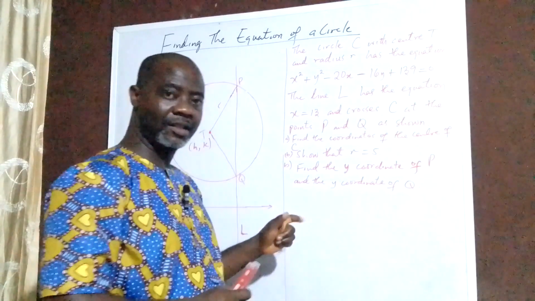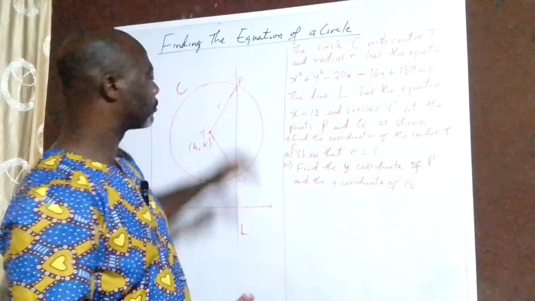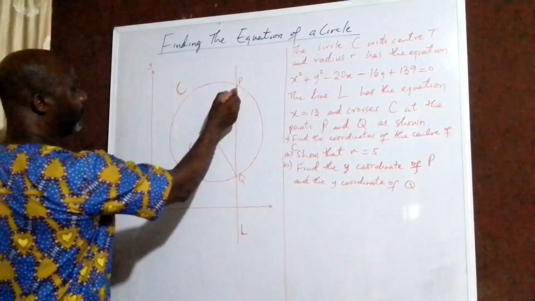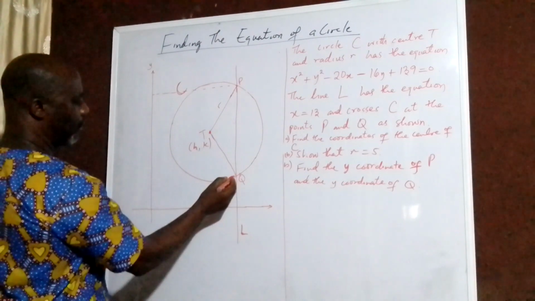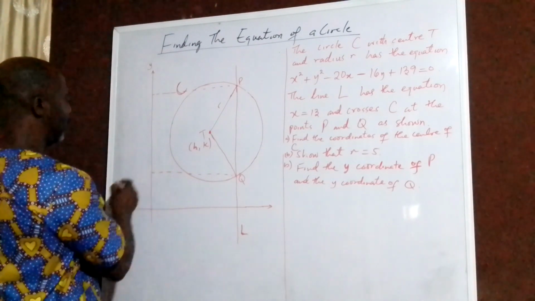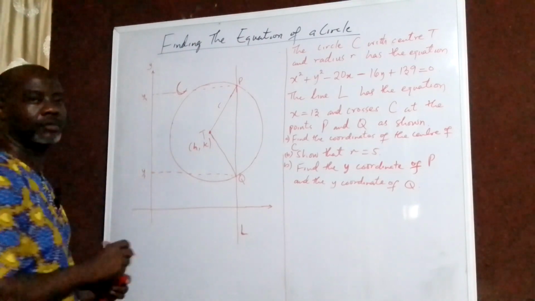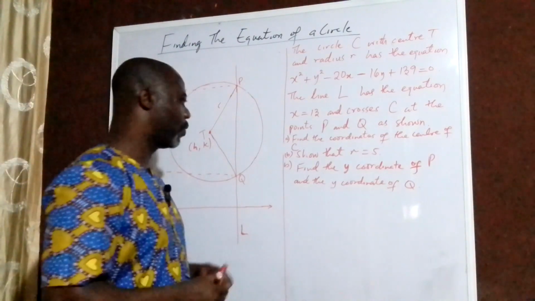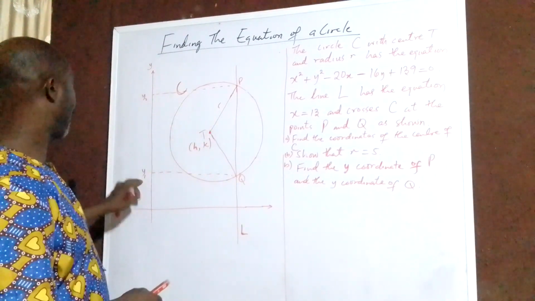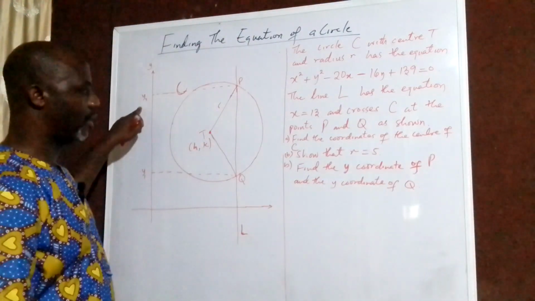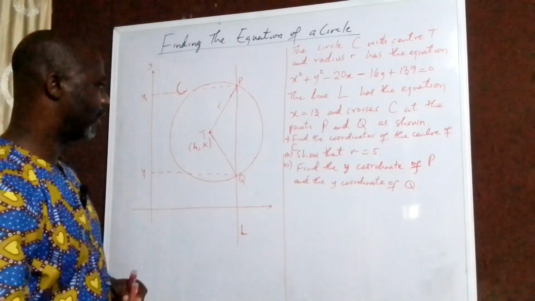And then finally, we are going to find the y coordinate of P. This is the y coordinate of P here. And then the y coordinate of Q. Probably we can call this y1, y2. Okay? So that is what we are going to do. So we are going to find H, K, R, and then y1 and y2. So that's just the whole summary of the exercise.